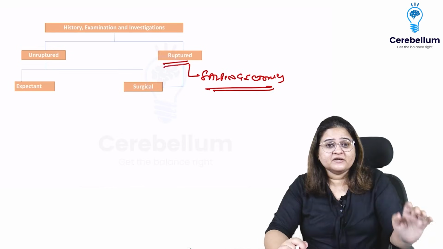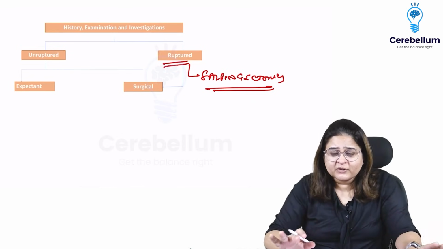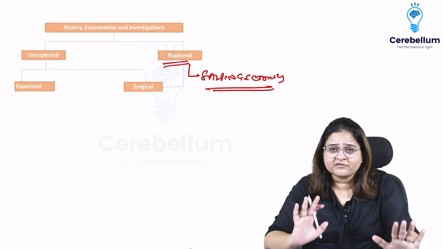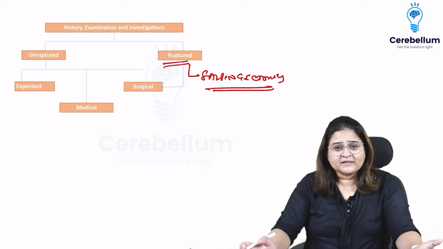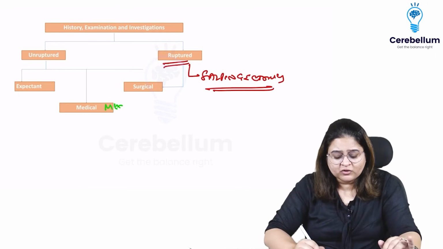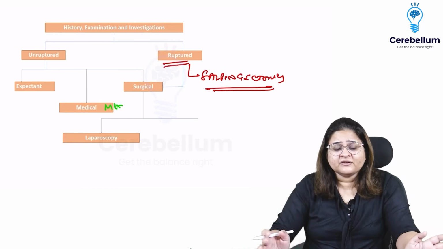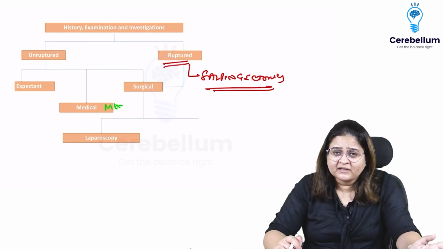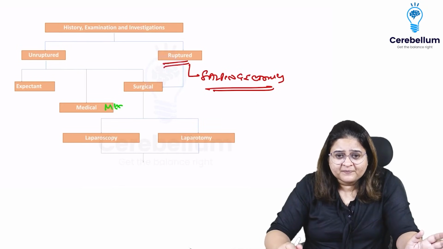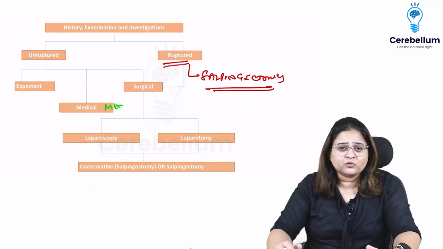But if it is unruptured, here you have the role of expectant management where we're doing nothing. We're just waiting, because I told you most ectopics will resolve by themselves. So you're just waiting and doing weekly beta-hCGs to check if the beta-hCG is dropping or not. Or we do a medical management where we give methotrexate. Or we again resort to surgery where we're doing a laparoscopy preferably, and you're either removing the tube, salpingectomy again, or you're conserving the tube, that is doing a salpingostomy. So the same thing, in a different way, this flowchart will tell you how to manage an ectopic pregnancy.